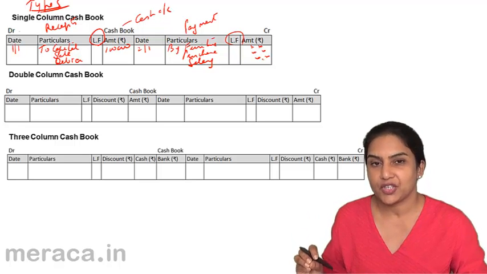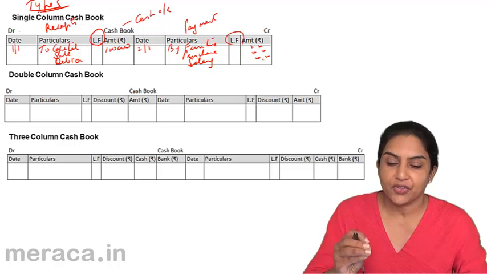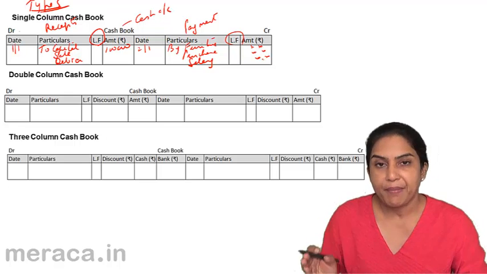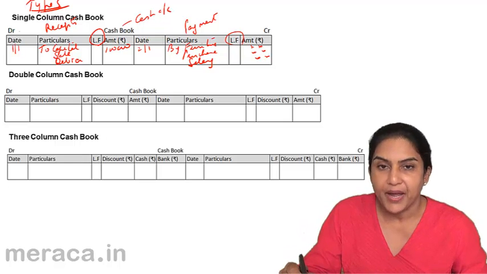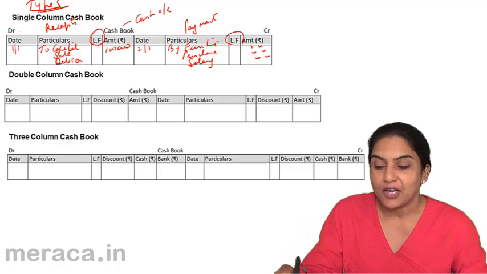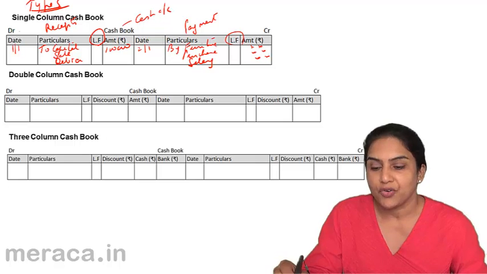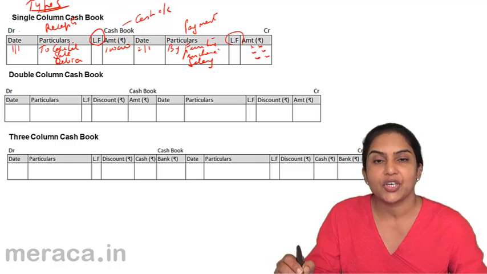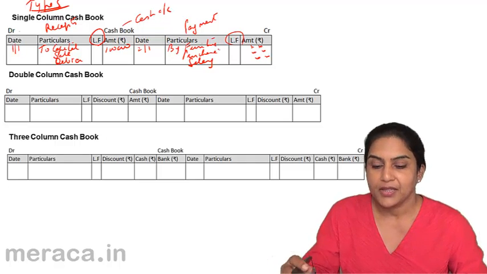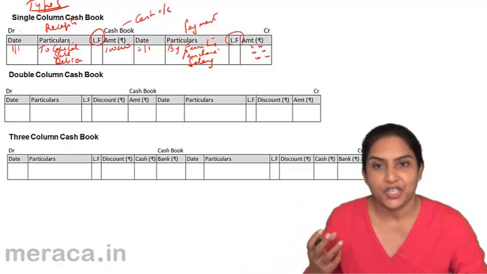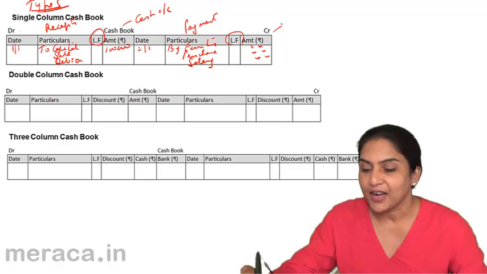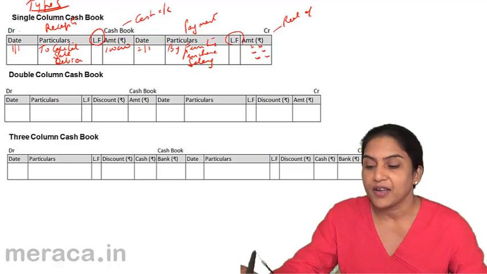Directly, all transactions, receipts of cash are entered on the debit side, and all payments are entered on the credit side. By convention, we write 'by' on the credit side and the corresponding account, on account of furniture, on account of purchase, on account of salary. The balance of this account represents the balance of cash in hand. It is a real account. Cash is nothing but a real account.